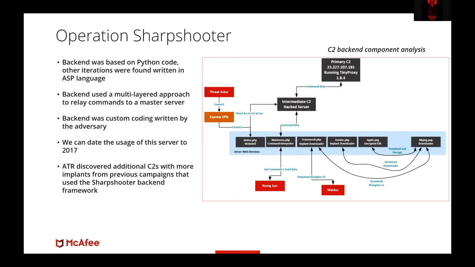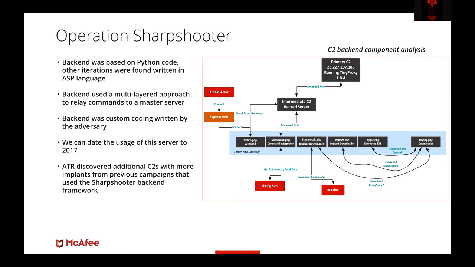The component main menu.php was a command interpreter designed to interpret the different codes and commands coming from the infected endpoint. Framework PHP was designed for downloading the implant. The link was embedded directly into a malicious maldoc, and therefore was able to load a Rising Sun implant directly into memory on the victim system.